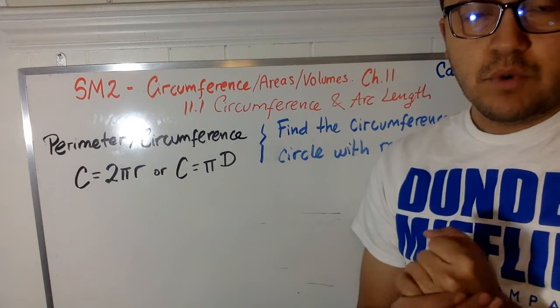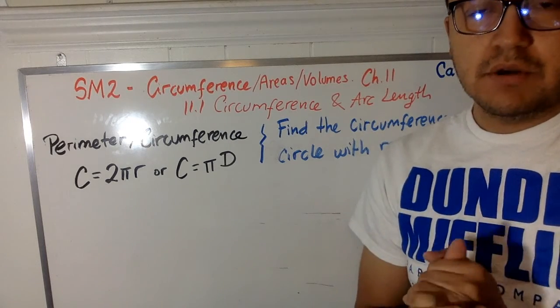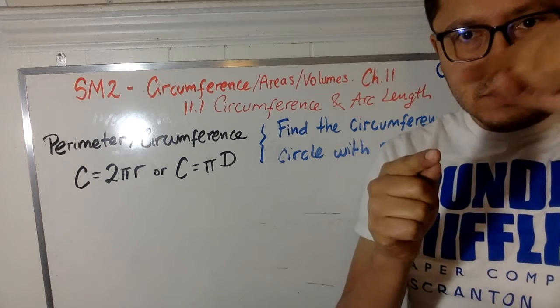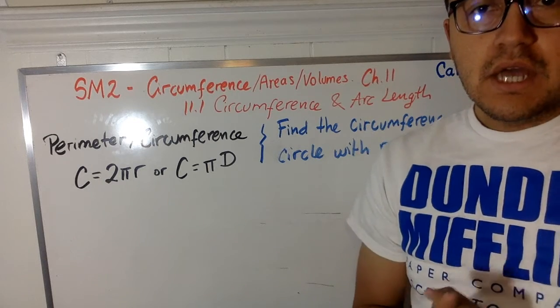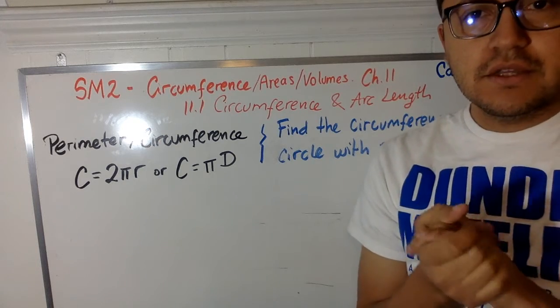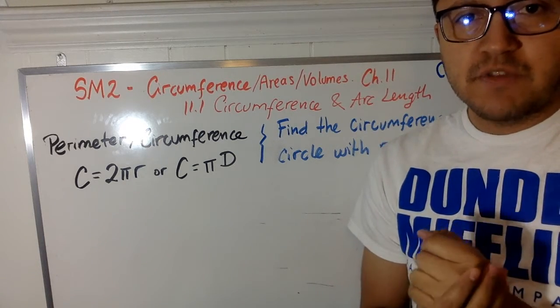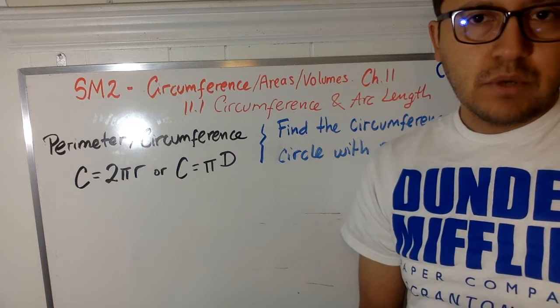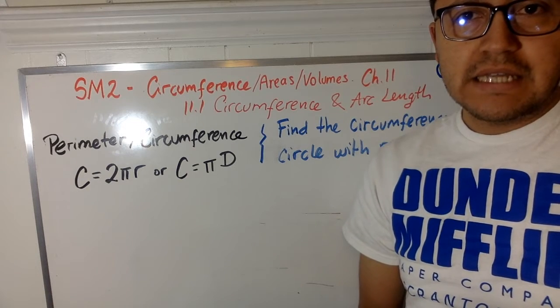So section 11.1, we're going to keep talking about circles, circumferences specifically, which is the length of the circle, and areas of the regions inside the circle, and eventually talking about volumes. In section 11.1 we're going to talk about the circumference and the arc length.